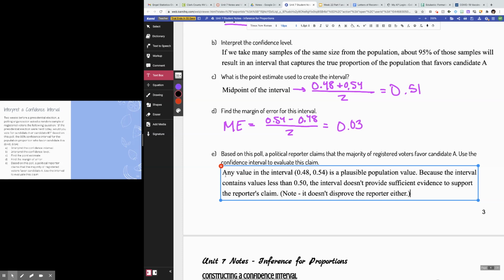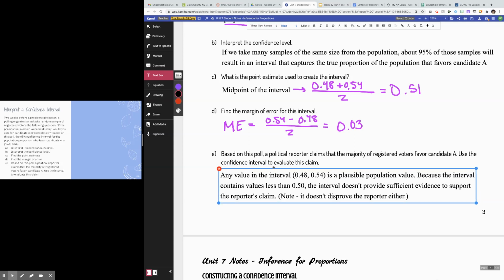So essentially, we're just saying there's not enough evidence to support the claim. It doesn't mean that that reporter is incorrect. It just means that I don't have enough statistical evidence to support your claim. Okay. All right. So that's like the basics of confidence intervals.